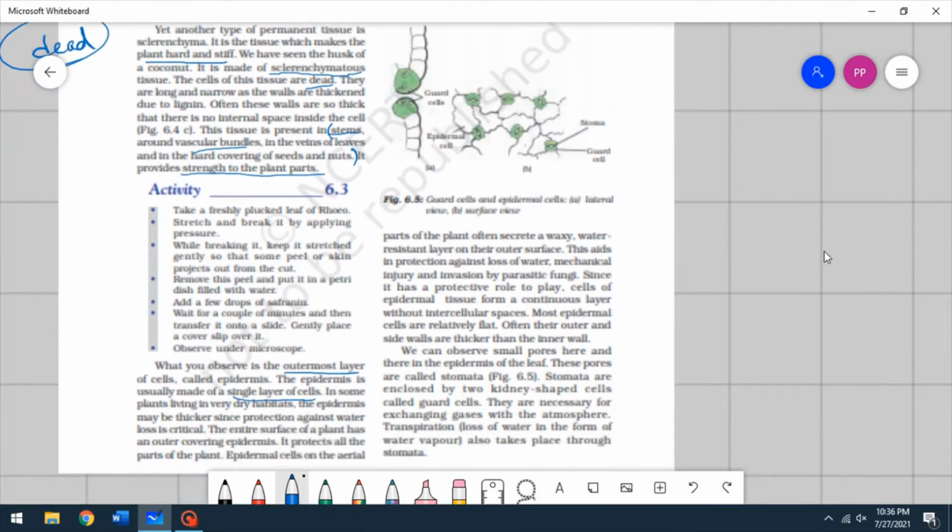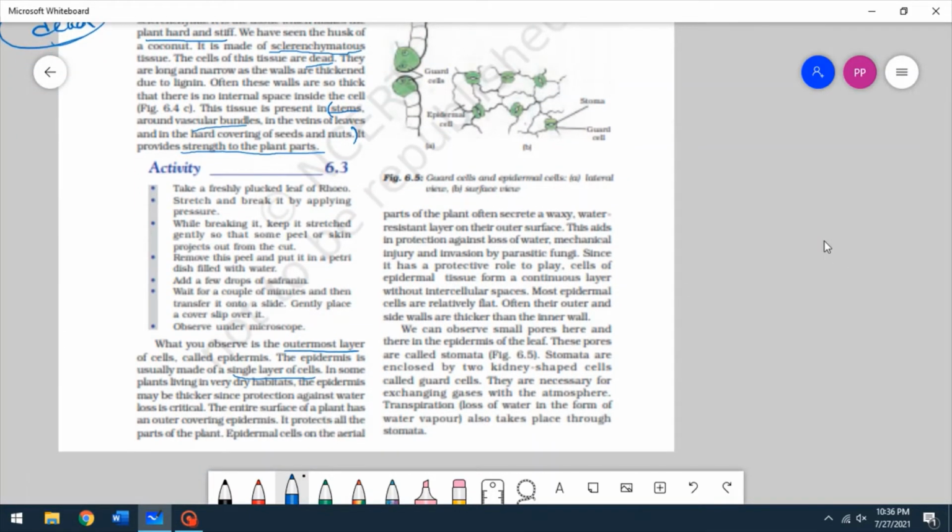Alright. So epidermal cells on the aerial parts of a plant often secrete a waxy, water-resistant layer on their outer surface, and this aids in the protection against loss of water, mechanical injury, and invasion by parasitic fungi. Since it has a protective role to play, cells of epidermal tissue form a continuous layer without intercellular spaces, and most epidermal cells are relatively flat. So it leaves room for the rest of the cells. It doesn't want to cover the whole structure of the plant, just like our skin.